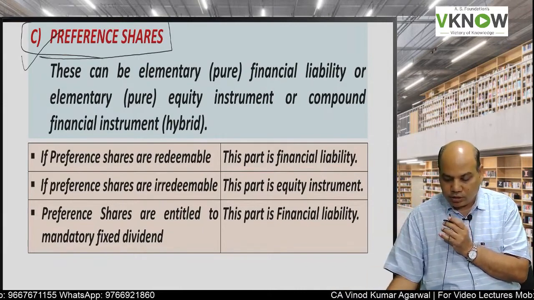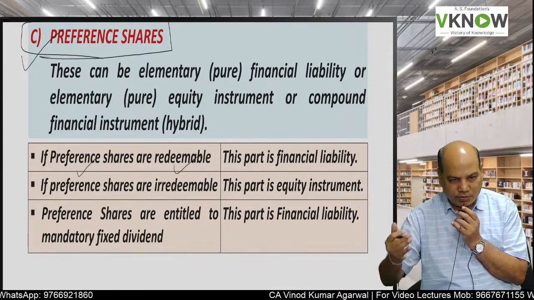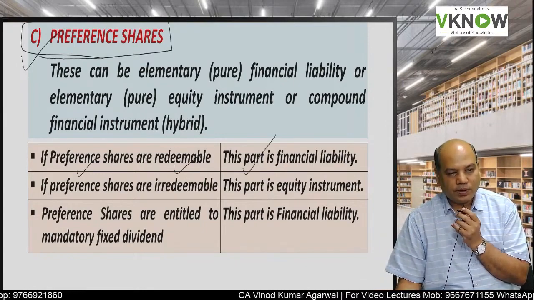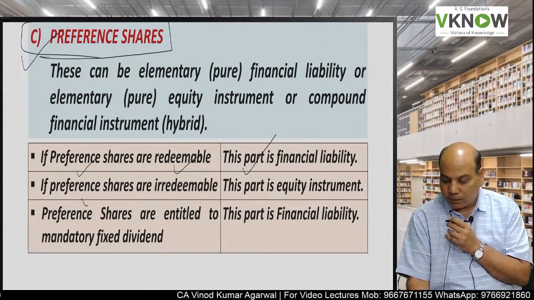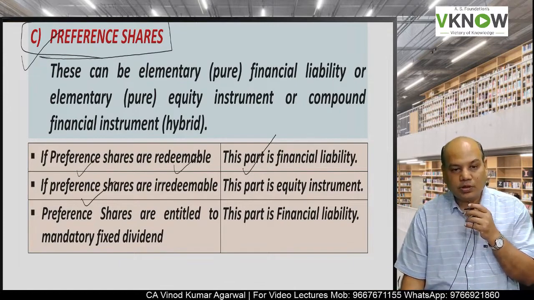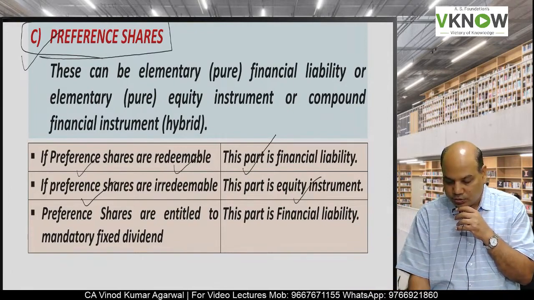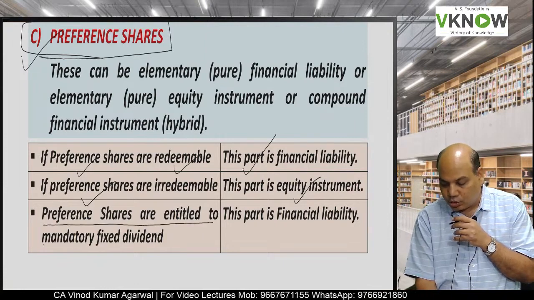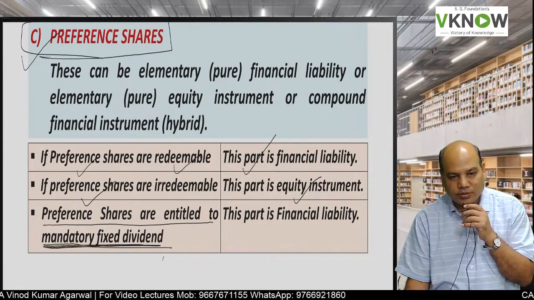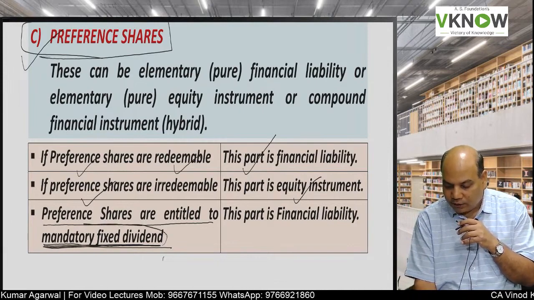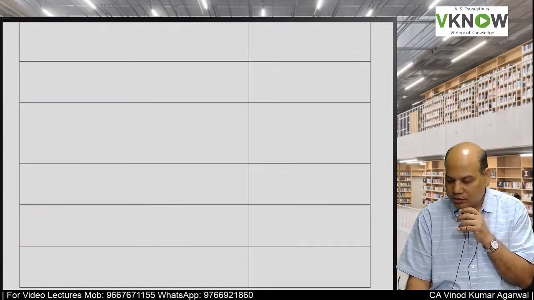depending upon how that preference share is designed. So if preference shares are redeemable, if the principal amount, the face value, is redeemable, then that part of the preference share will be a financial liability because there is a contractual obligation to pay cash. If preference shares are irredeemable, that means there is no contractual obligation to pay principal amount, then that part is treated as equity instrument. If preference shares are entitled to mandatory fixed dividend, underline mandatory fixed dividend, company has to pay, there is no choice, then that part will be treated as financial liability.